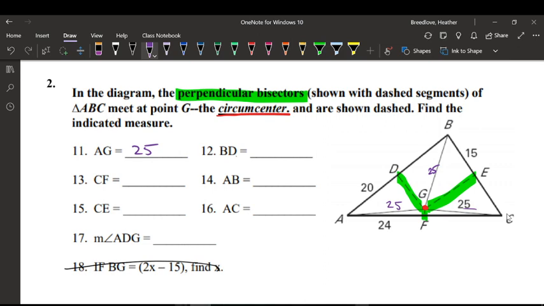Next it says BD. So B to D, right here. It's a side. And perpendicular bisectors do what to the side of a triangle? Bisect it? Yes, they do. And what does bisect mean? It means to cut it in half. So that means that AD is the same as BD. So if AD is 20, then BD is also 20.